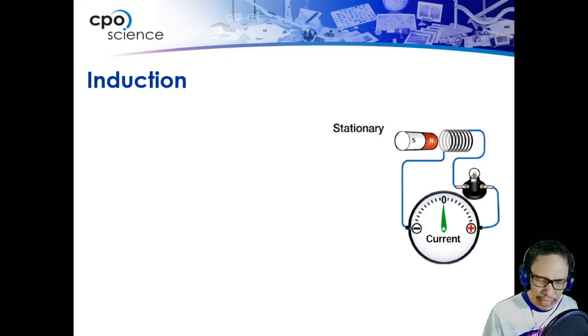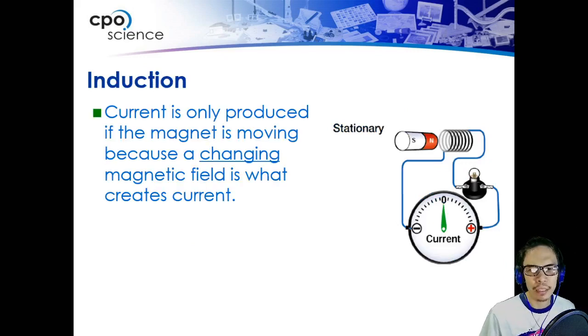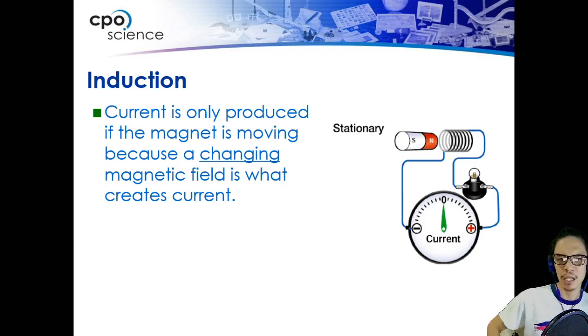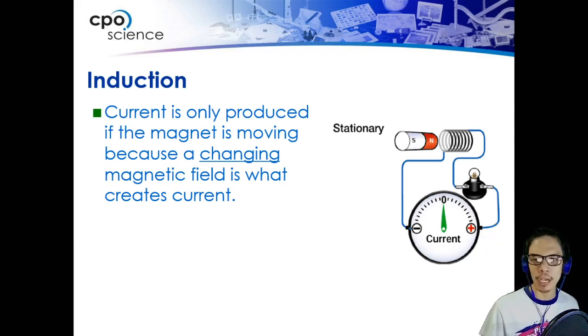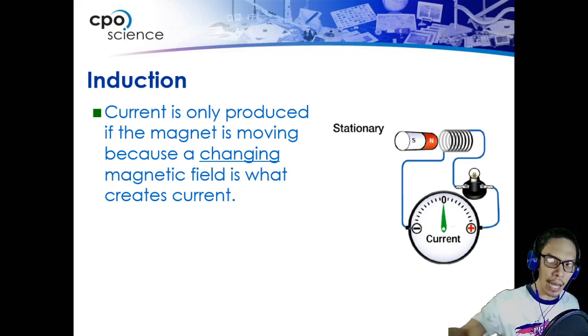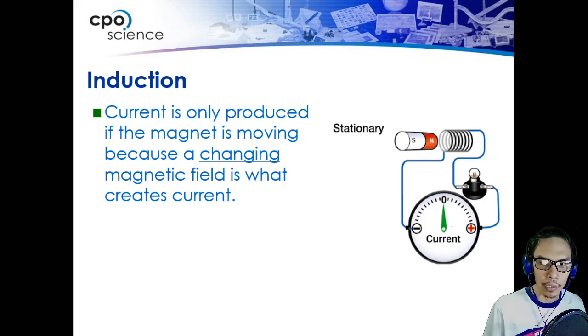So if the magnet is stationary, you cannot produce a current on a wire. What is very important here is the magnetic field should be changing. How do you change the magnetic field? Now, if you move the magnet in and out of the conductor, that is one way of changing the magnetic field.